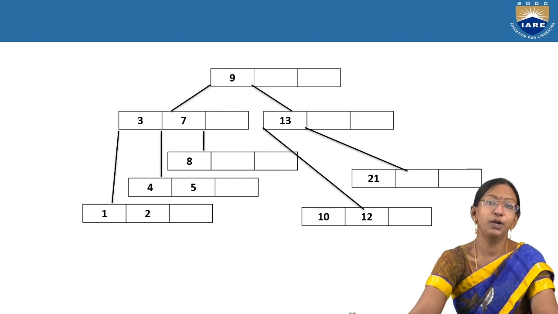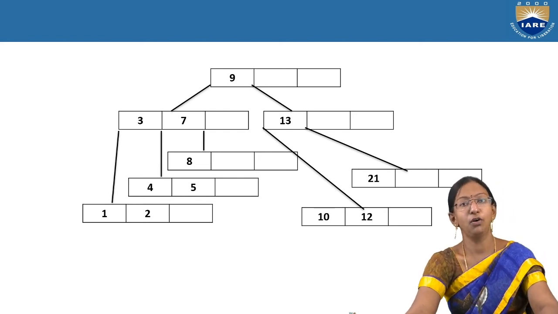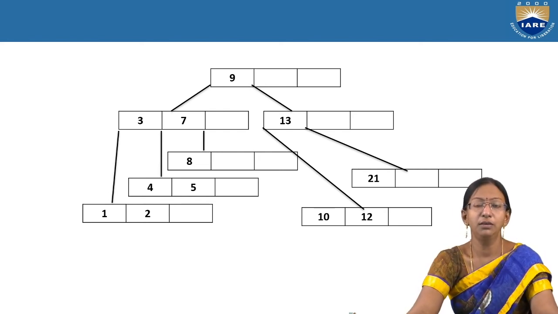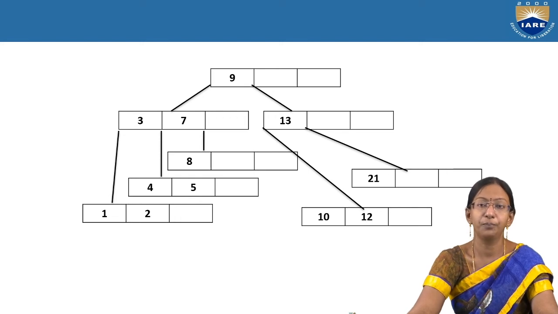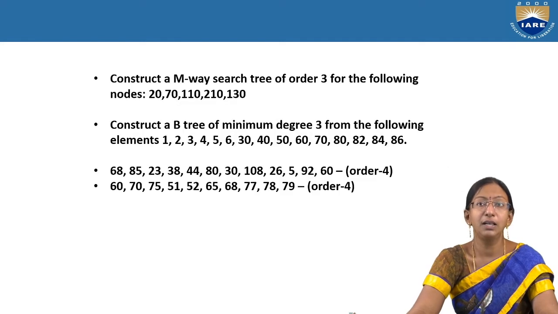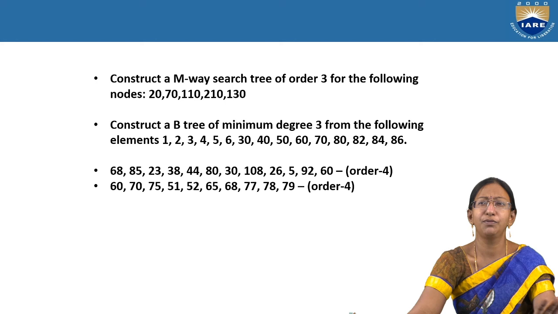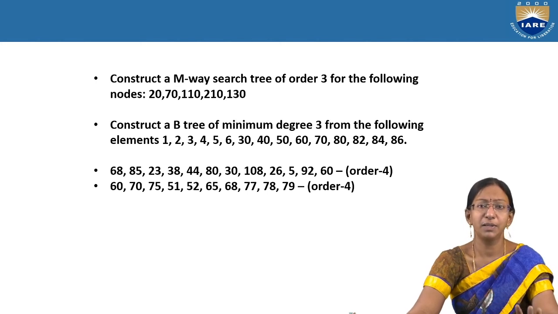Okay. This is how we are going to perform insertion operation in any B tree of order M. Here we have seen two examples of order 3 and order 4 respectively. I'm giving a few sample questions. You can make a note and you can implement it. If you have any doubts, please throw your doubts in the comment section.